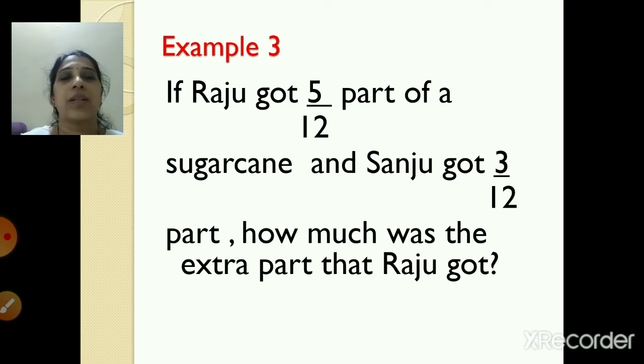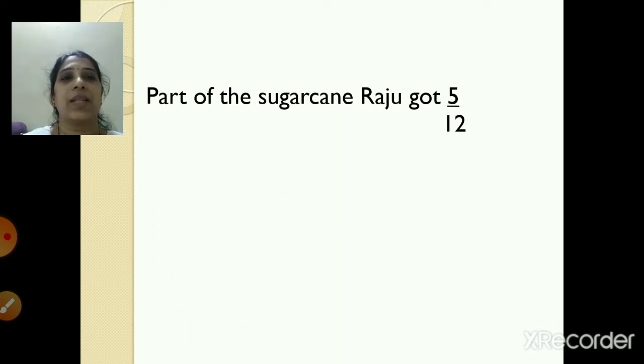So now what is given over here, that Raju got part of the sugarcane, that is 5 upon 12, and Sanju got 3 upon 12 part. So we have to find out how much extra part Raju got, right? So let's frame the statements.